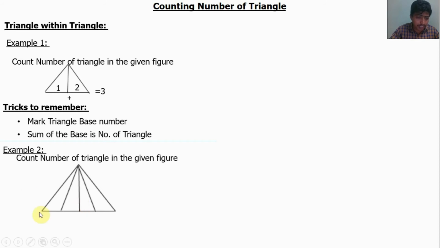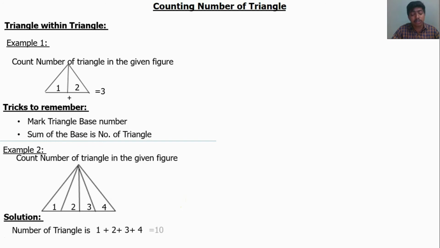Let us solve another problem. We have to find the number of triangles available in the figure. So based on the trick, first mark the numbers on the bases. Here 1, 2, 3, 4, 4 bases are there. So the number of triangles is the summation 1 plus 2 plus 3 plus 4, which is equal to 10. So 10 triangles are available in the given figure.